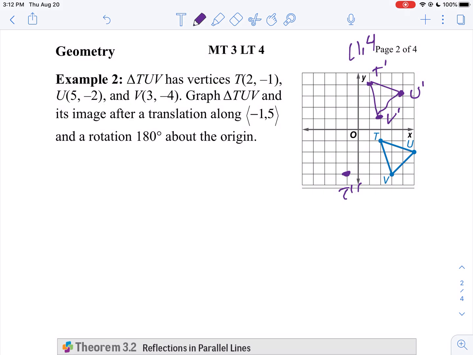U primed is at 1, 2, 3, 4, and 1, 2, 3. So it's at (4, 3). So it'll be at (-4, -3). And V primed right now is at (2, 1). So it'll be at (-2, -1). And then there's our triangle.